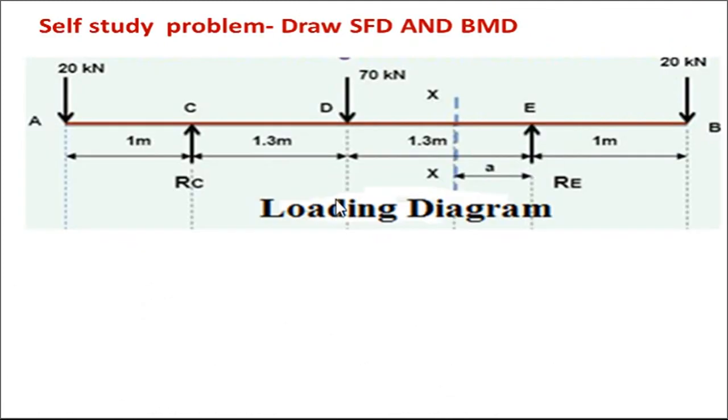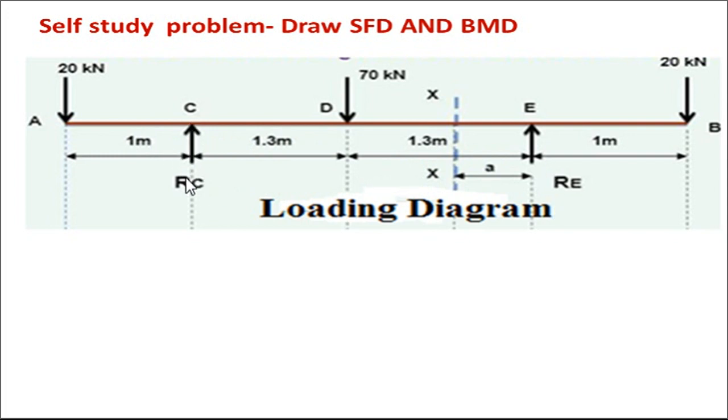So this problem is for study at home. You solve this problem as an assignment. Draw the shear force diagram and bending moment diagram of this particular overhanging beam. In this problem, only concentrated loadings are acting. There is no UDL or other type of loading. There are two supports which are beyond the extreme ends. That's why it is overhanging.